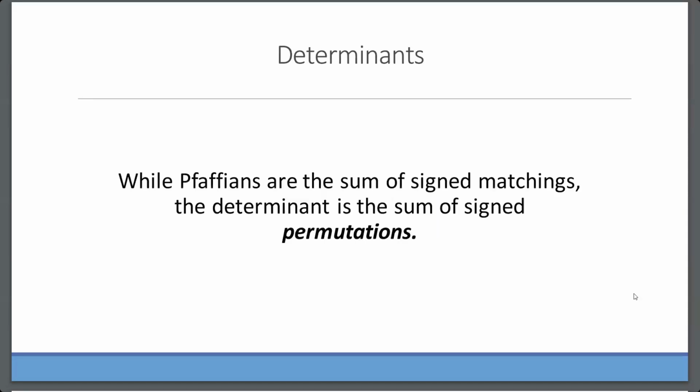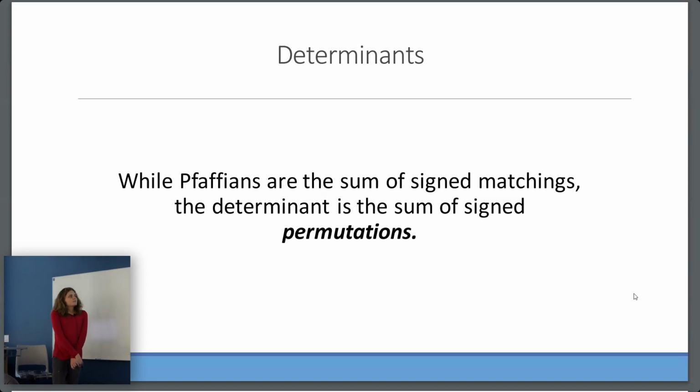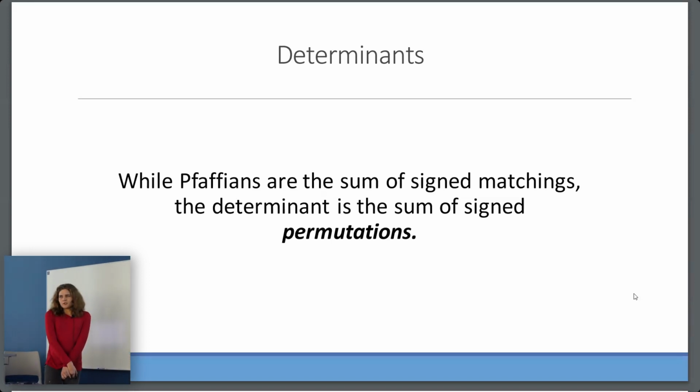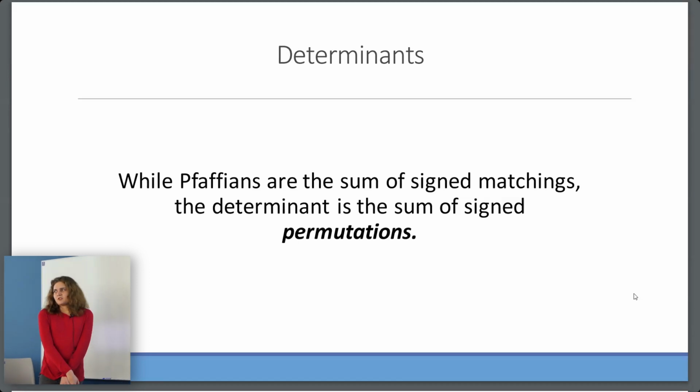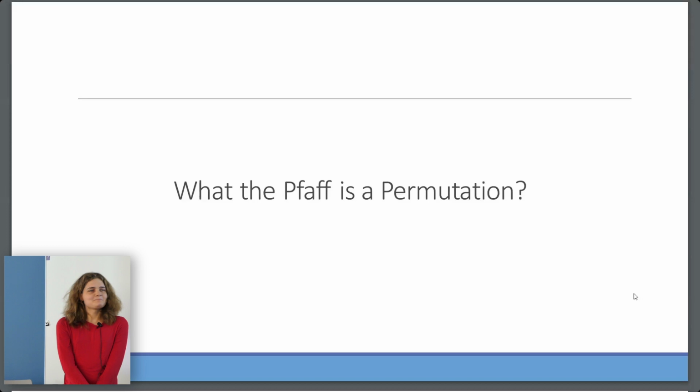So let's go over a little bit of the intuition behind this. There's a lot of different ways to define determinants. The methods that you learned in matrix algebra and Calc 3, for example, I'm going to use a different definition of the determinant than what you're used to. Pfaffians are the sum of signed matchings. You can think of determinants as the sum of signed permutations.